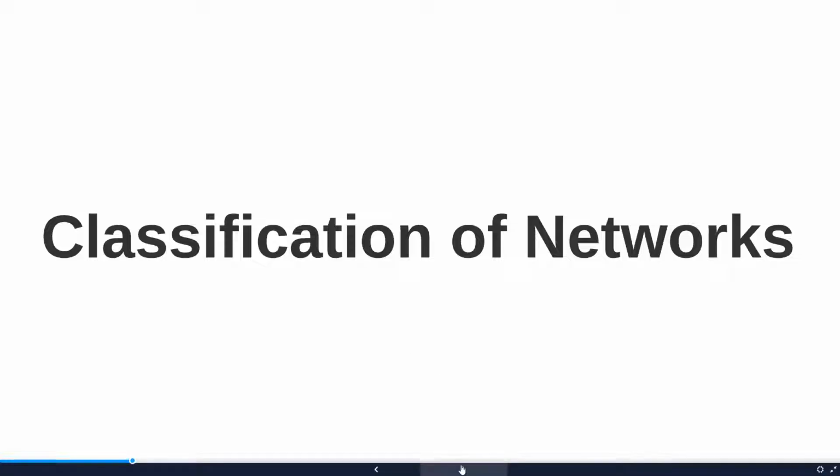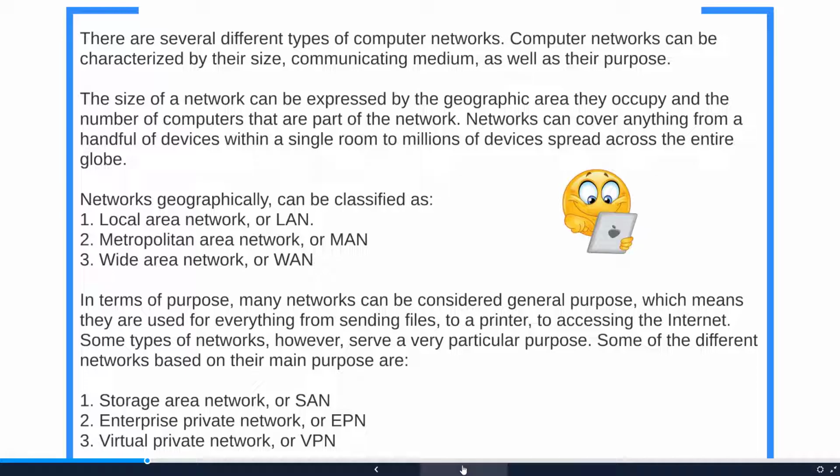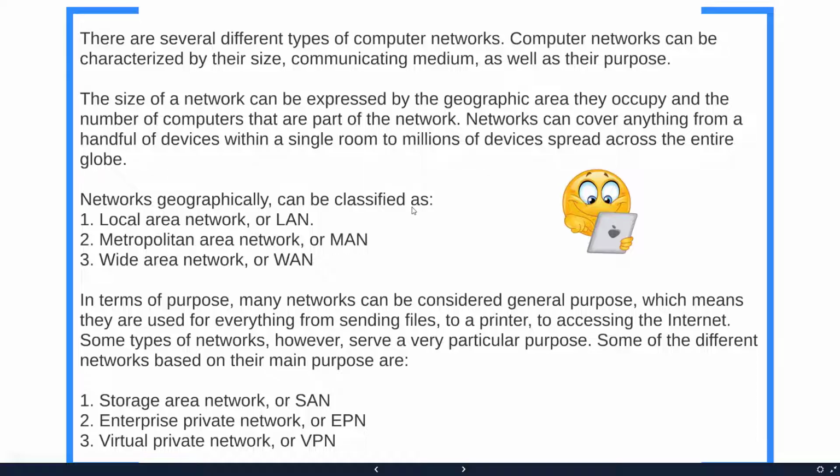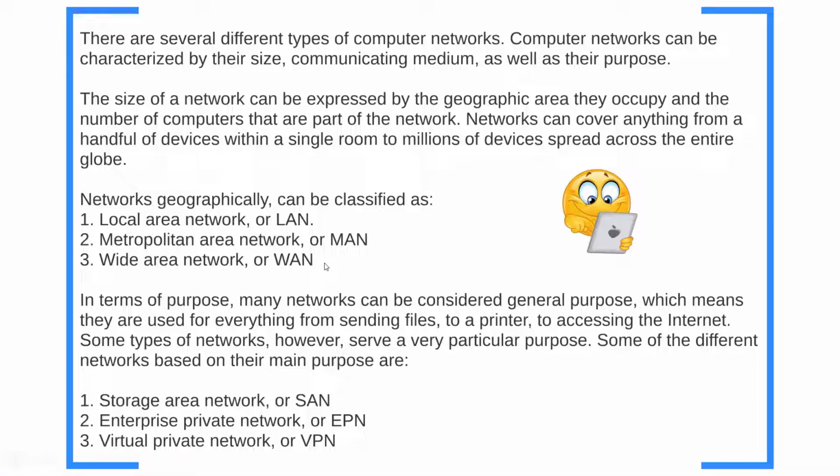Now next is classification of networks. So there are several different types of computer networks. The computer networks can be characterized by their size, the communicating medium, as well as their purpose. The size of a network can be expressed by the geographic area they occupy and the number of computers that are part of the network. Networks can cover anything from a handful of devices within a single room to millions of devices spread across the entire globe. And networks geographically can be classified as LAN, MAN, and WAN. So that stands for Local Area Network, Metropolitan Area Network, and the Wide Area Network, or WAN. We'll take a look at some illustrations to show the differences between LAN, MAN, and WAN.